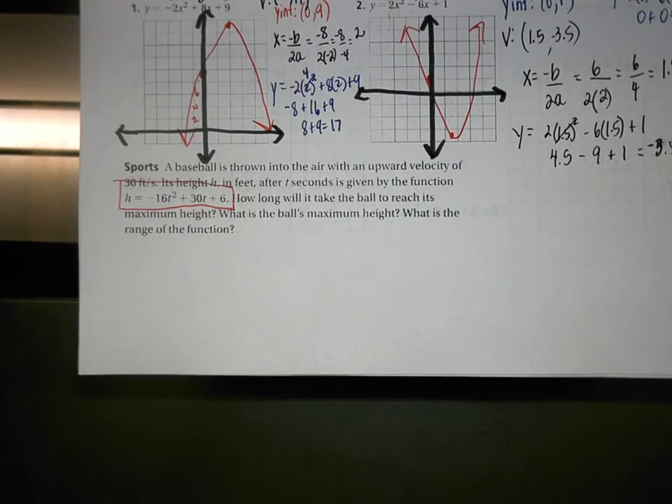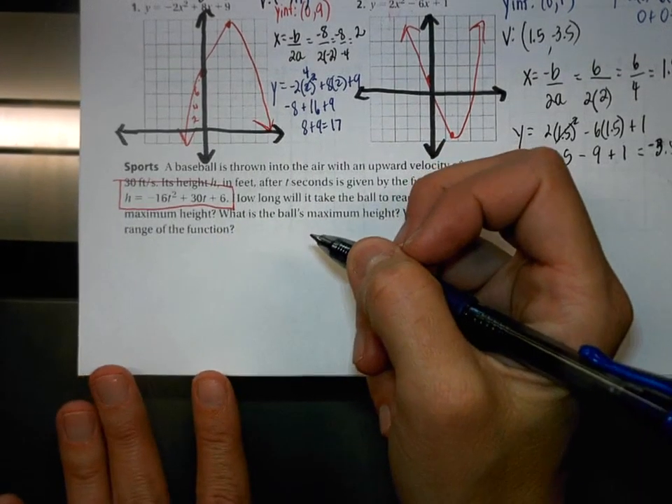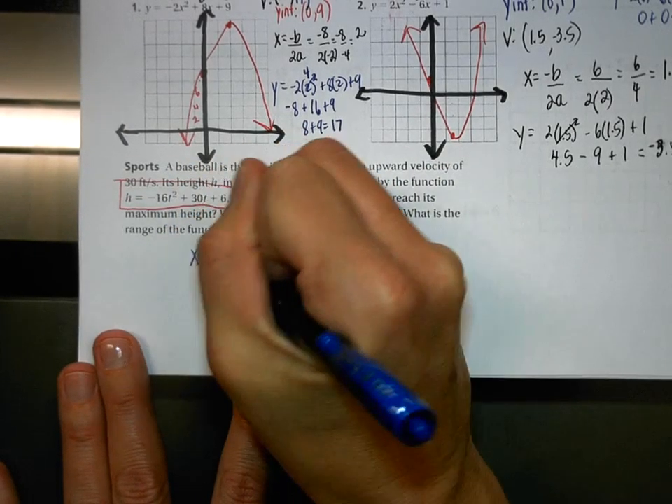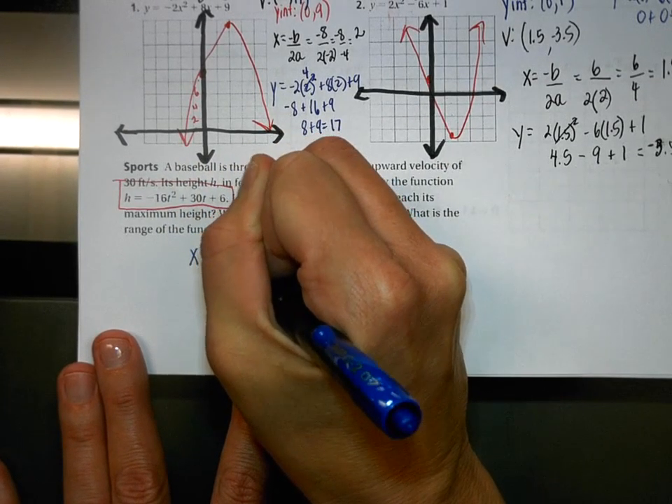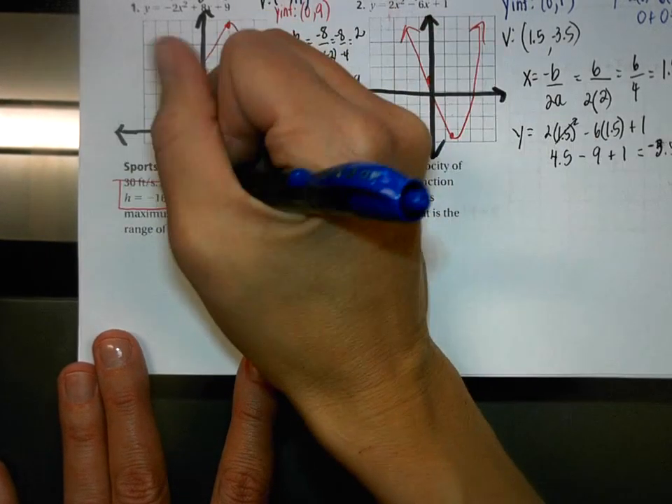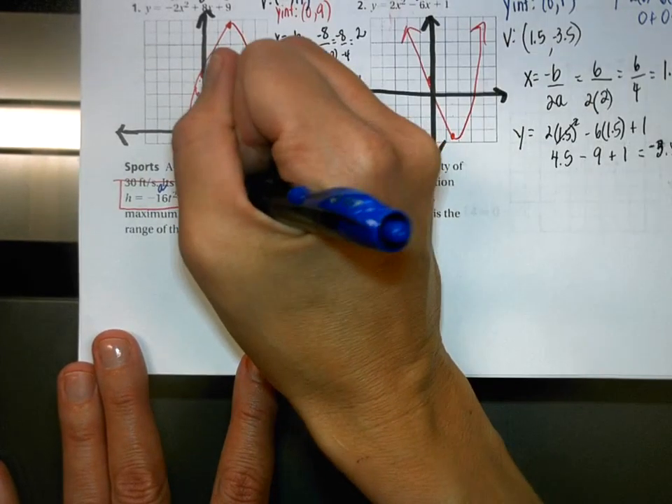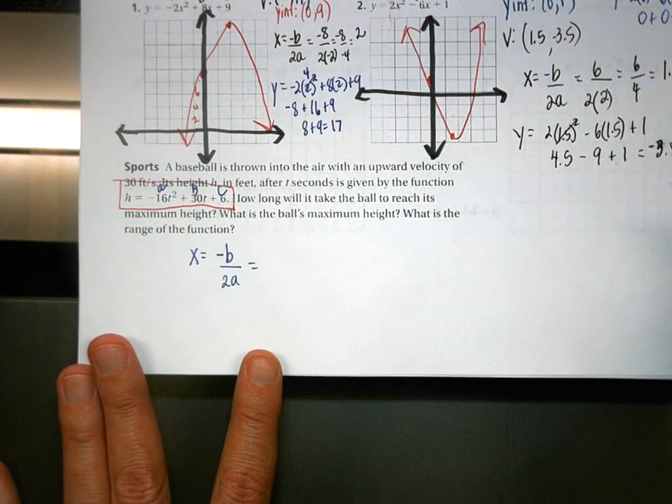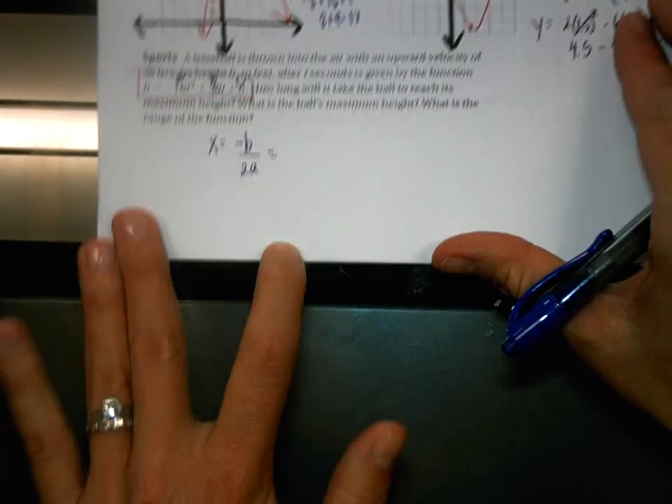Okay, so where does our maximum height come from? How do we find it? It comes from our vertex, right? And so how would I find my vertex? X equals negative b over 2a. Thank you. You guys can do this. All right, so my A value is negative 16, my B value is 30, and my C value is positive 6. So what will be negative B?